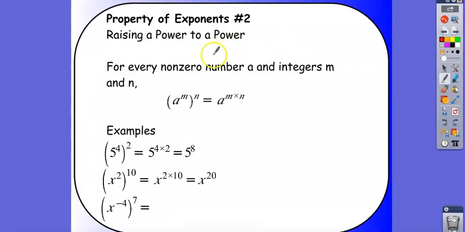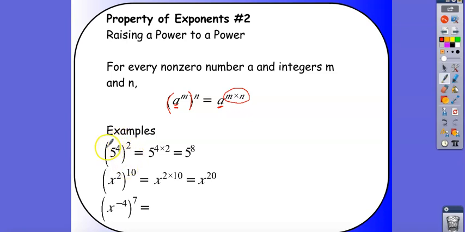Okay. Now trying this again, I keep getting interrupted. Here we go. This is raising a power to a power. For every non-zero number, a, and integers, m and n, if you have a to the m, and notice they're in parentheses here, then you're raising this whole thing to the power of n. And what you do when you do a power to a power, you multiply the powers. Let me show you some examples.